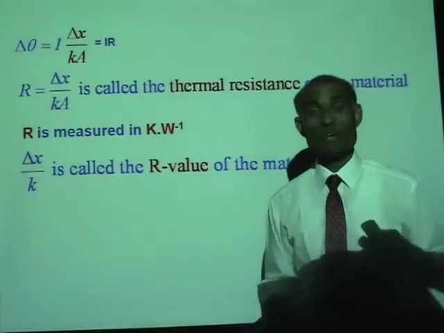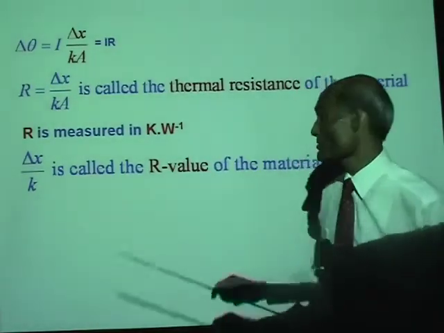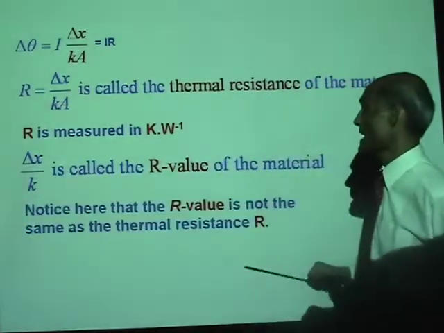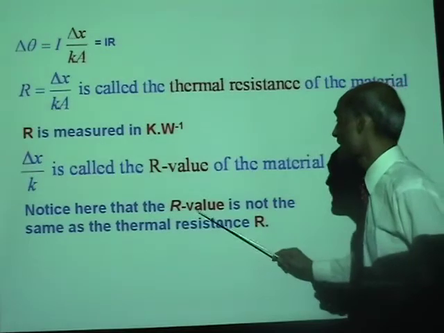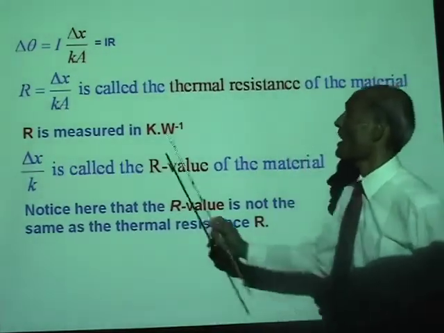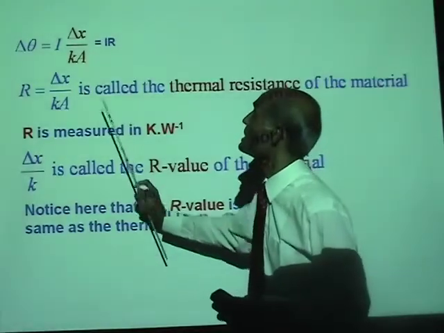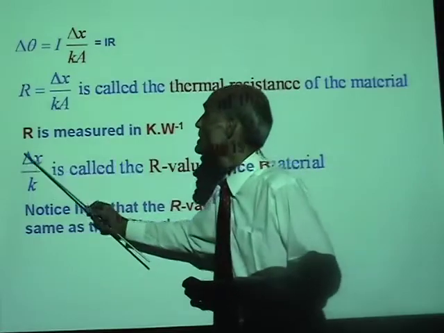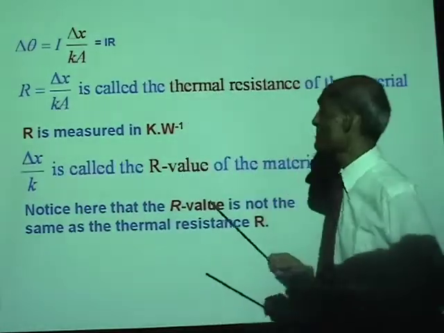Alright, so next time you go to buy an insulating material, look for its R value. It is delta X divided by K. Notice here that R value is not the same as the thermal resistance R. The thermal resistance is delta X divided by Ka. The R value is simply delta X divided by K.